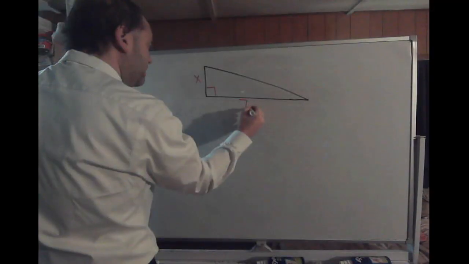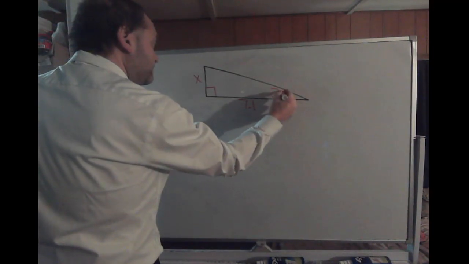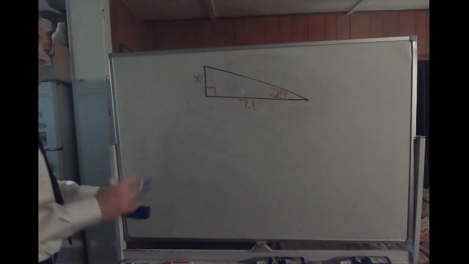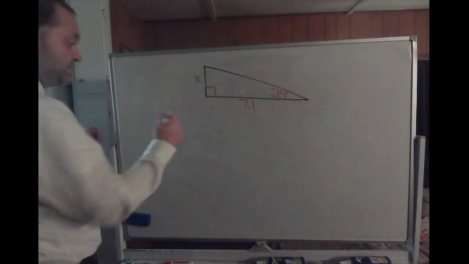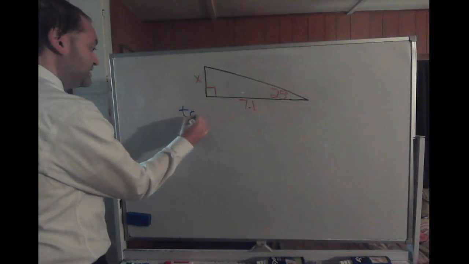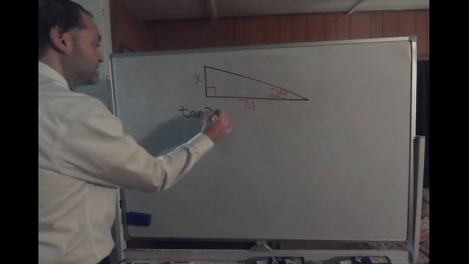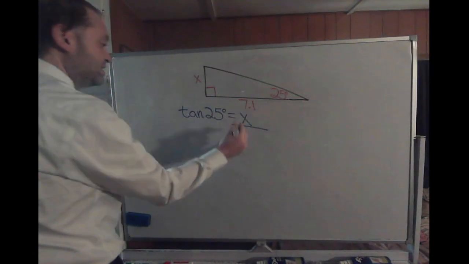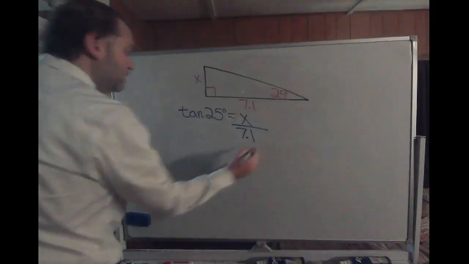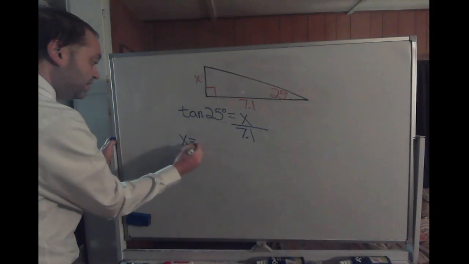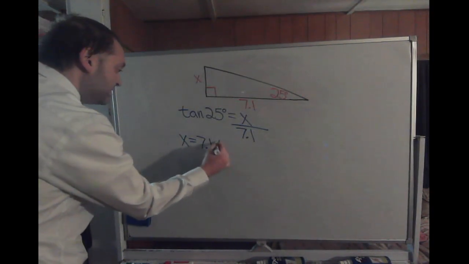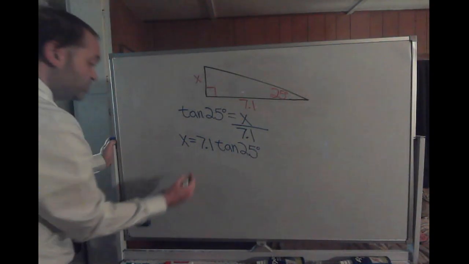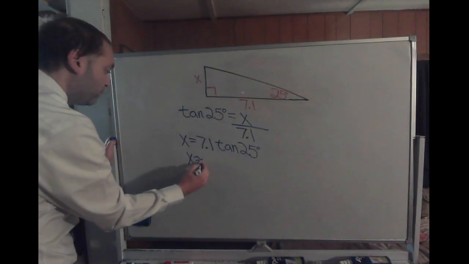X, 7.1. This is 25 degrees here. Okay, so again, we're going to solve for x, and then we're going to set up our tangent ratio. So we'll take the tangent of that 25 degrees equal to the length of the opposite leg, which is x, over the length of the adjacent leg, which is 7.1. Which has to mean then that x would equal 7.1 times the tangent of 25 degrees. Then we should get a nice decimal approximation for this.